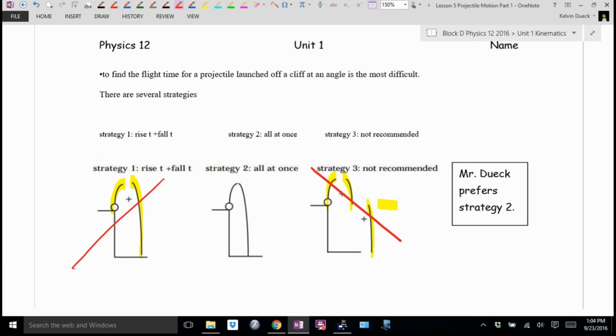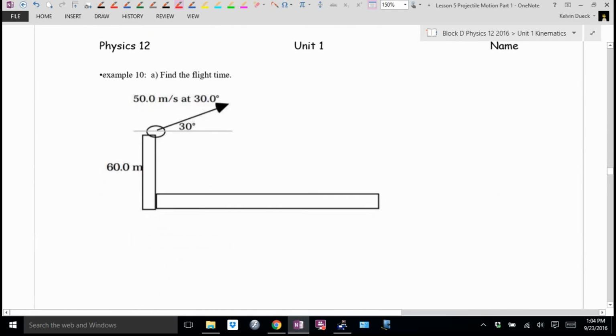How many of you have a quadratic solver on your calculator? How many of you don't know if you have a quadratic solver on your calculator? Okay. If you have one, I am fine if you use it, and I'll show you how. So having said that, let's jump into a question. Example 10. We're going to finish with this.